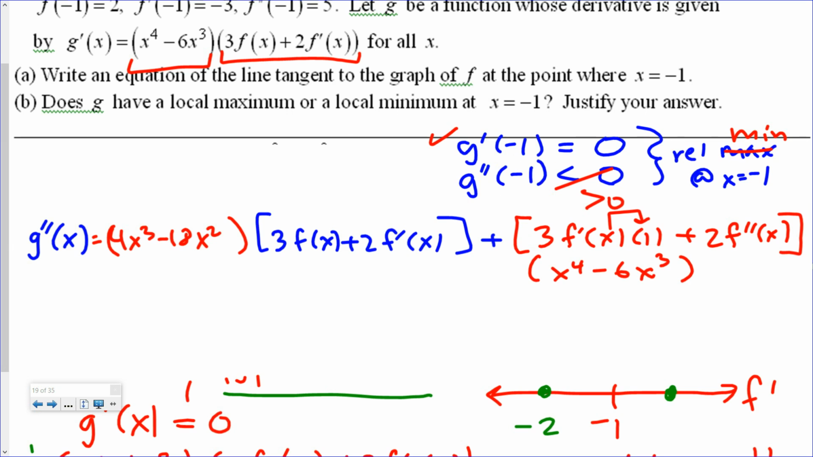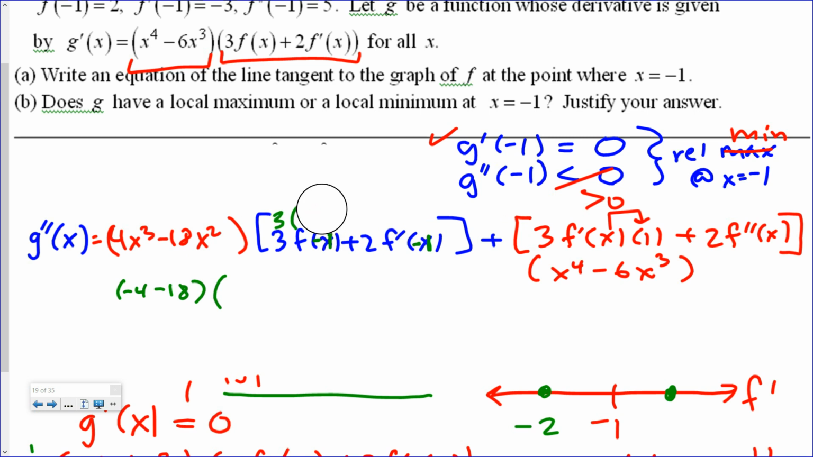Negative 1. So what you're going to do is plug in negative 1 to all of these. So 4 times negative 1 is negative 4. Negative 18 times 1, that's going to be negative 18, I think. Then if I put negative 1 here, and negative 1 here, f of negative 1 is just what? Isn't that negative 3?